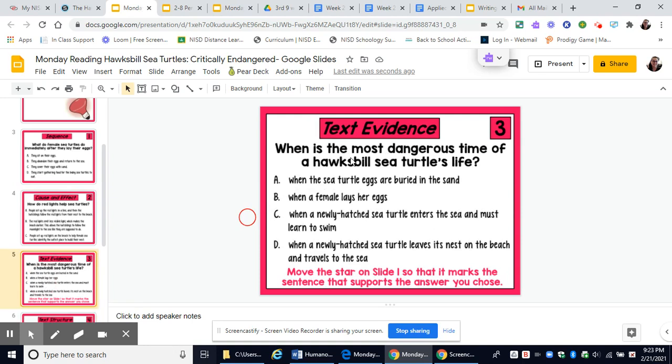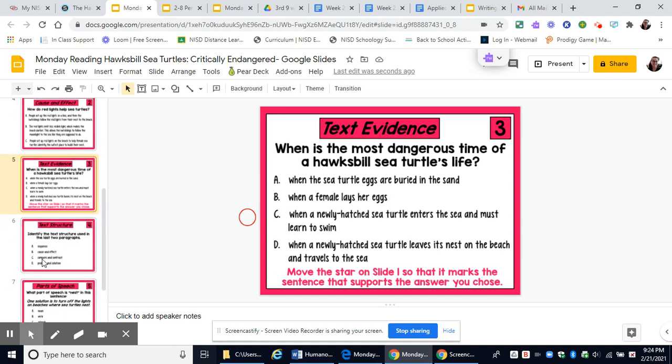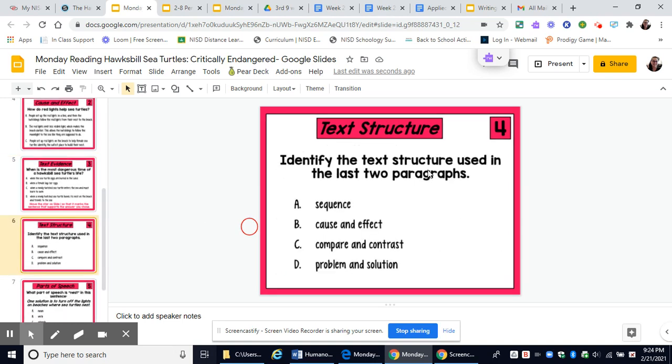Text evidence. When is the most dangerous time of a hawksbill sea turtle's life? A. When the sea turtle eggs are buried in the sand. When a female lays her eggs. When a newly hatched sea turtle enters the sea and must learn to swim. Or when a newly hatched sea turtle leaves its nest on the beach and travels to the sea. Remember, that's the time when they hatch and they have to get to the water. That's when the other animals come and eat them because it takes a while for them to get there. They're tiny. They're like the size of a quarter.